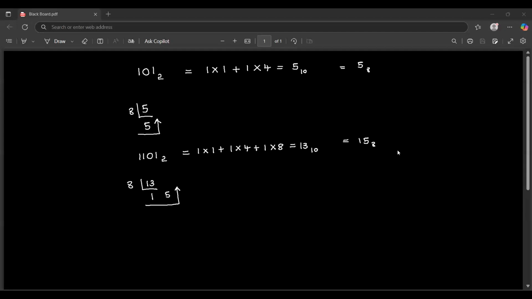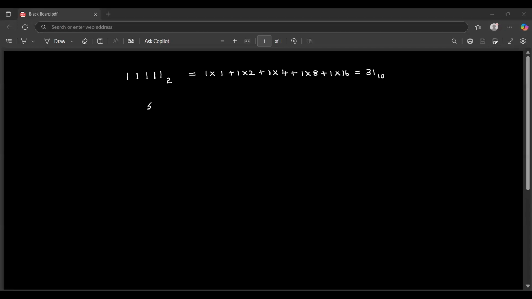Okay, let's try another one. Let's say we have 11111 to the base 2. That will be equal to 1 into 1 plus 1 into 2 plus 1 into 4 plus 1 into 8 plus 1 into 16. So that will be equal to 31 to the base 10.